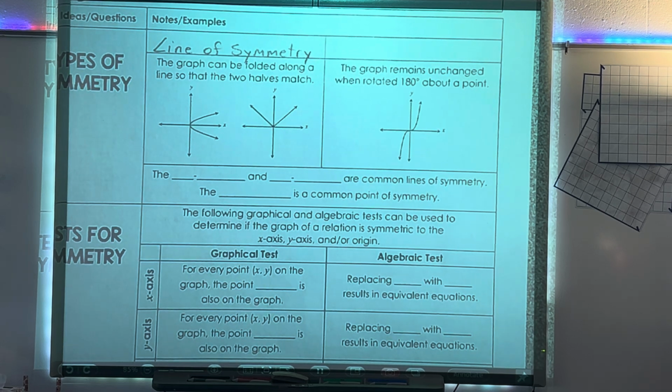You also can have, if y'all remember, in quadratics, we found the line of the axis of symmetry. If you don't remember, it was negative b over 2a. It gives you the x value of the vertex, which also gives you the axis of symmetry. So you can have that, but we're not really going to be talking about that. We're going to be talking more about whether it's an actual x or y axis line.